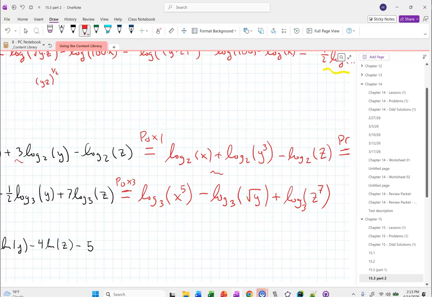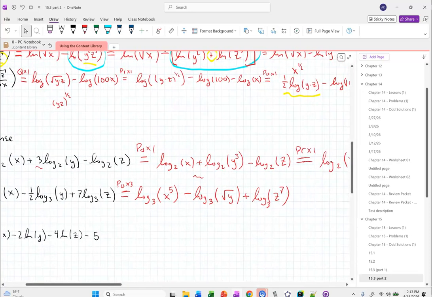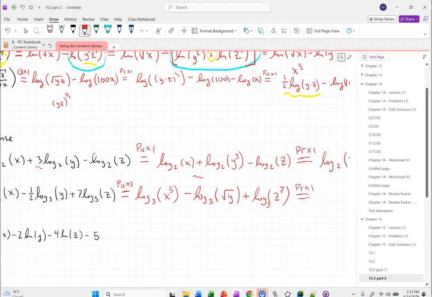Product would be next. How many product properties do you see? 1 is correct, but here's the tricky part. What two logs are getting product propertied? Well, that's what's written next to each other, but which logs should really get product propertied? Log base 3, log base 3. Yeah, these are the two that should be getting product property.